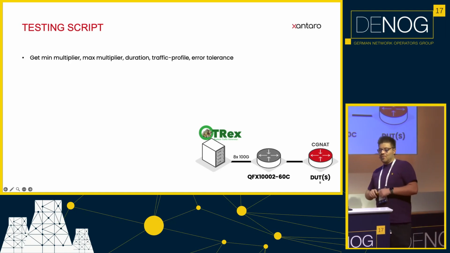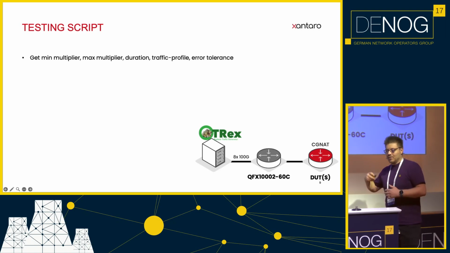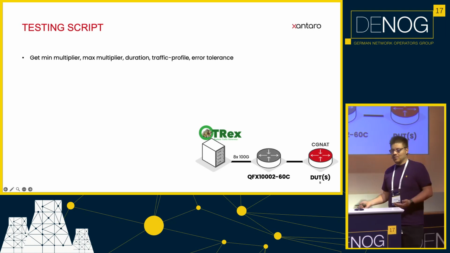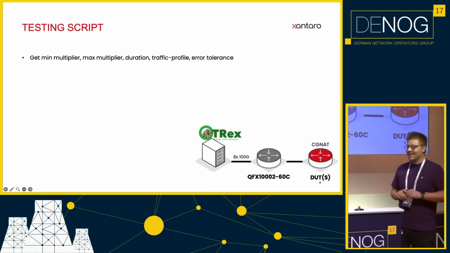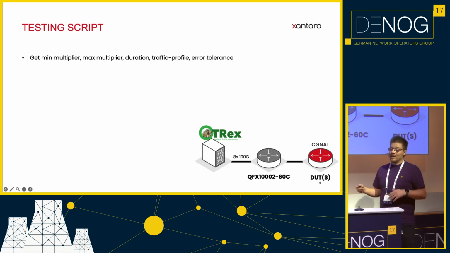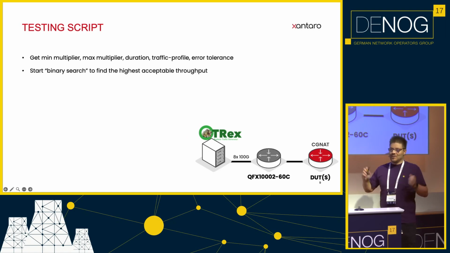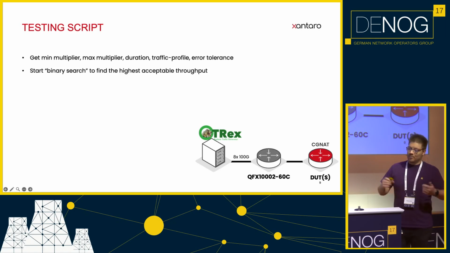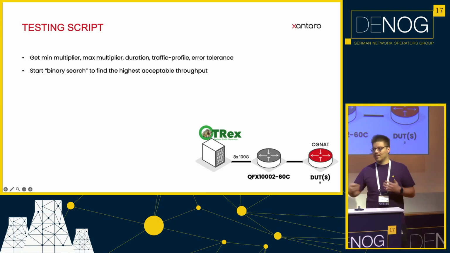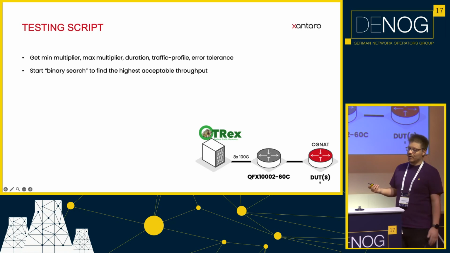Okay. First, the script that I wrote, you need to provide it with a min multiplier, a max multiplier, a duration, a traffic profile, and your error tolerance. I will get to why we need an error tolerance later. The min and max multiplier I again used for a binary search-like method to find the right multiplier. So we run the first iteration in the middle, see if it's fast enough, or if we have too many errors.